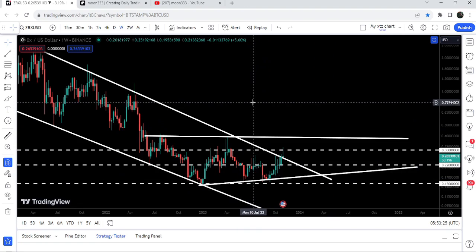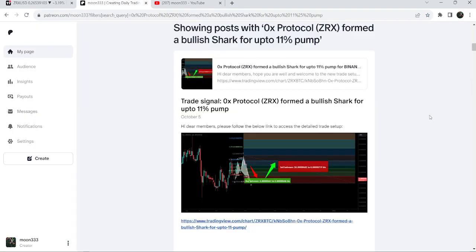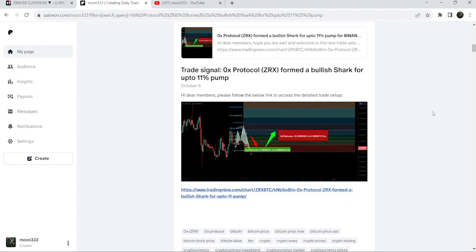And in today's video, we will once again take a look at this move. I would also like to show you my most recent trade signal for ZRX that I shared on 5th of October 2023 with my members. And so far, this move has produced almost 47% pump.